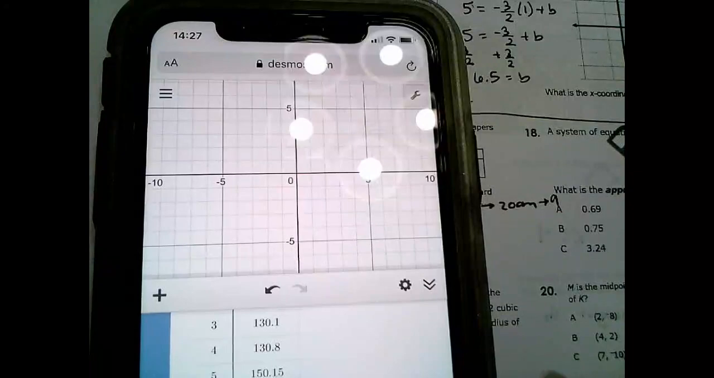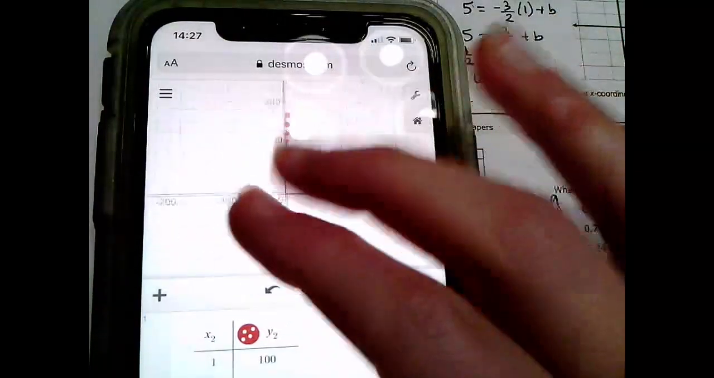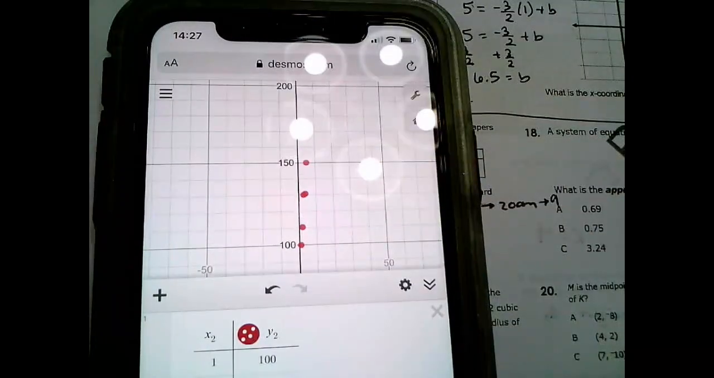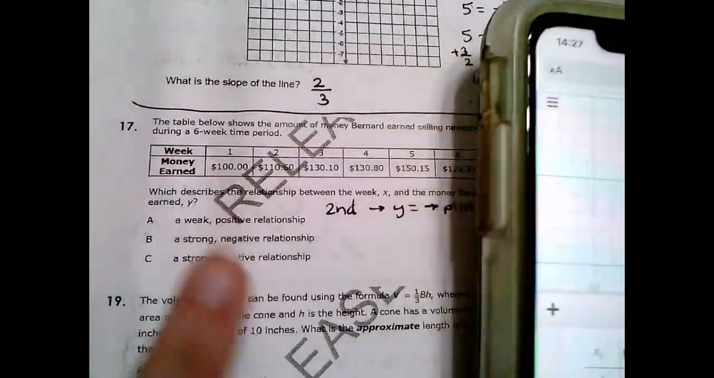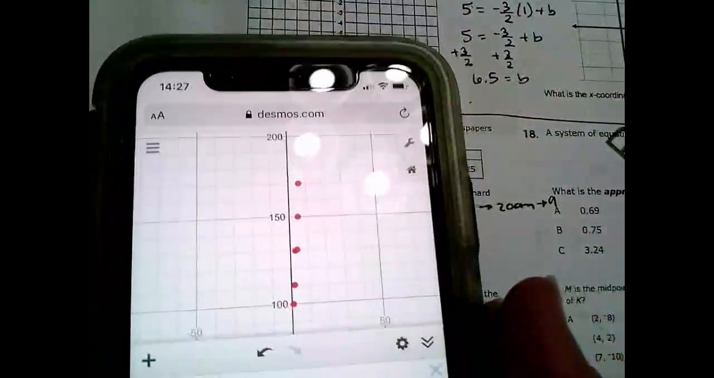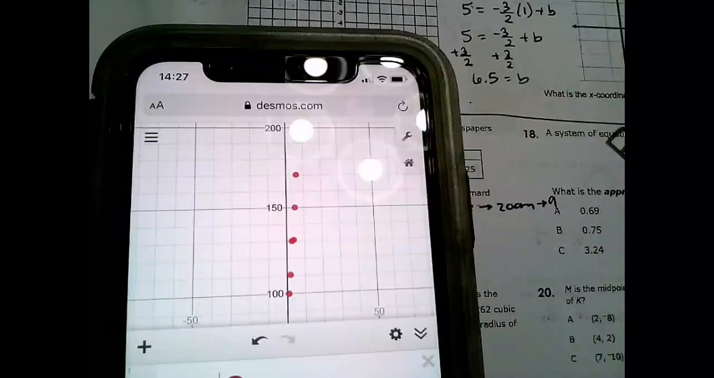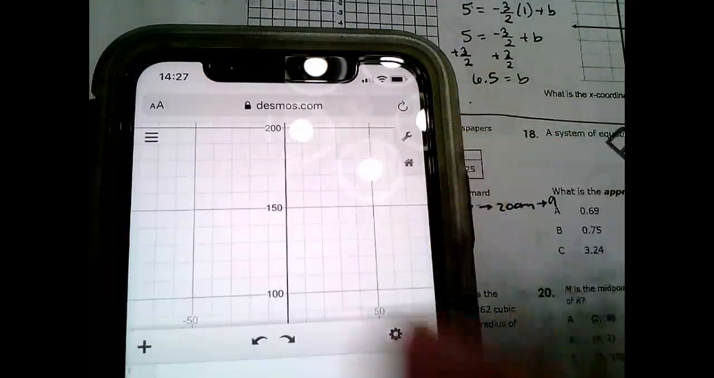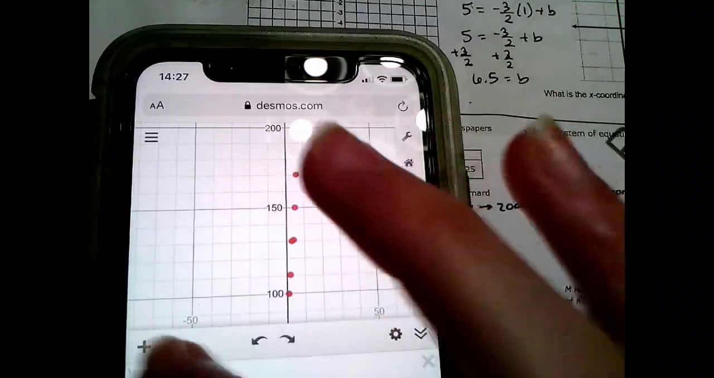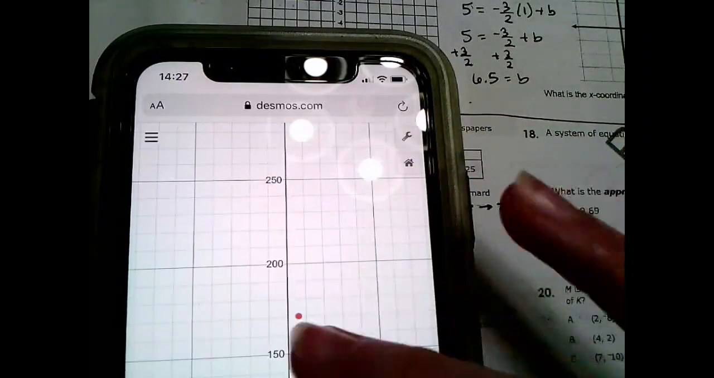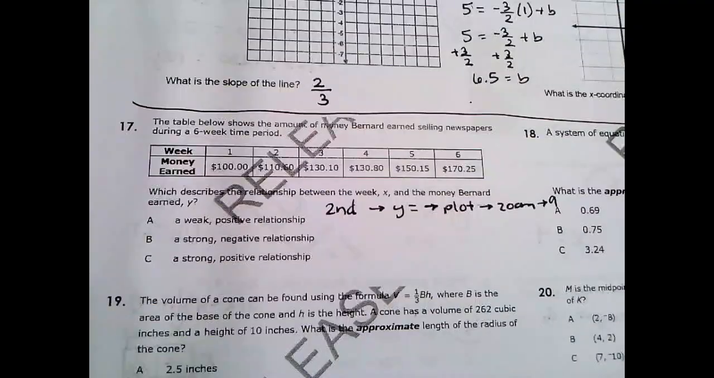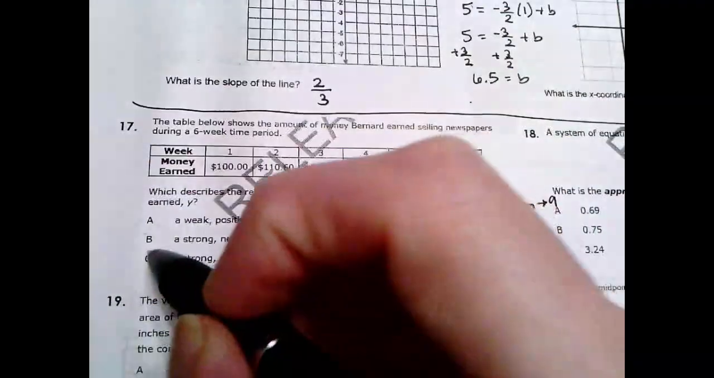So again, it's not going to show you the line of best fit, but it will show you the points. They look something like this. So that is a positive relationship, because it's going up, right? And it's strong because the points are close together. If the points are really spread out, it is not a strong relationship. But when the points are close together, you have a strong relationship. So this is a strong positive relationship. Weak is when they're all scattered.